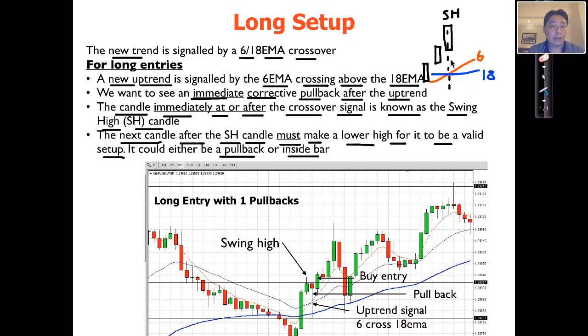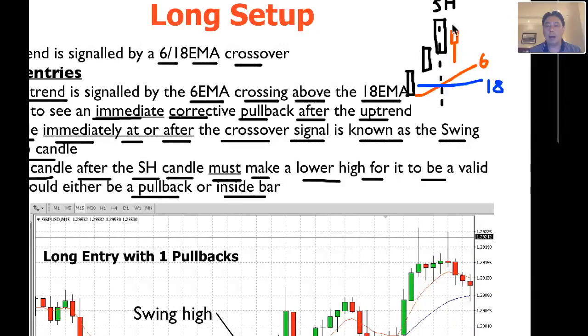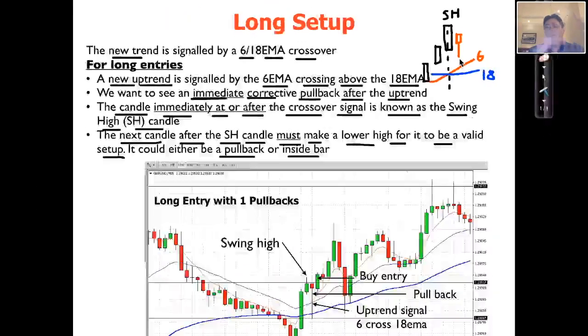And what does it say next? It says the next candle after the swing high must make a lower high for it to be a valid setup. So in other words, after this swing high appears, the next candle must make a lower high. So it could be a pullback candle, right? So it makes a lower high and lower low. So that qualifies as a setup, okay?